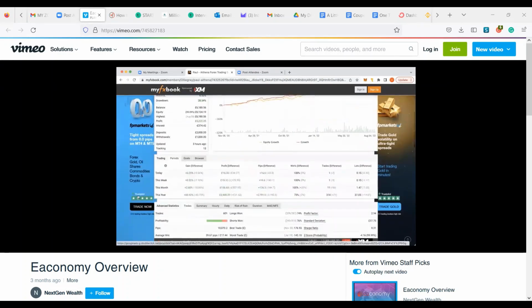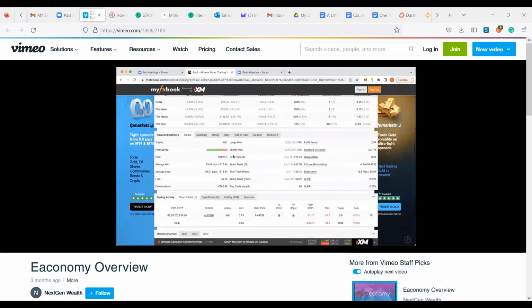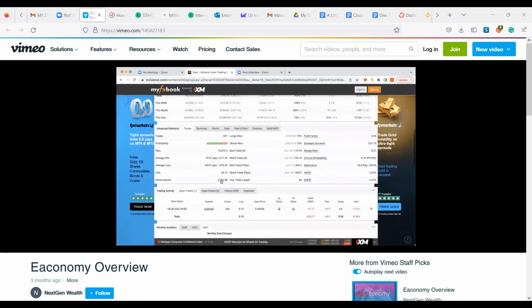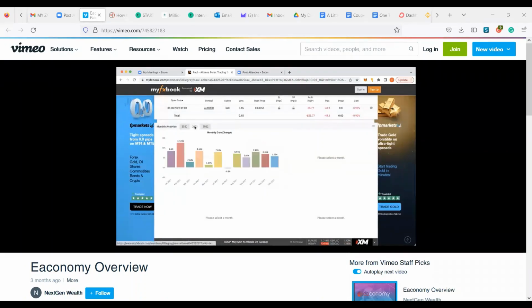Okay. Now we can see today's 0.25% for the month so far. For the year, we're up 60%, which is brilliant. You can see the profitability, and so on and so forth. Okay. So let's look at what happened in 2020, 6%, 10%. This is real trading. Okay. This is real trading.